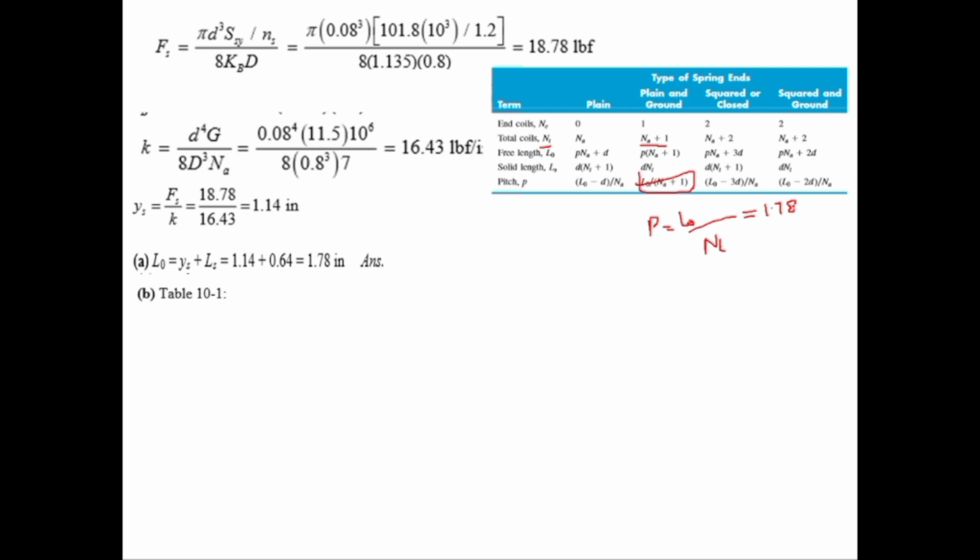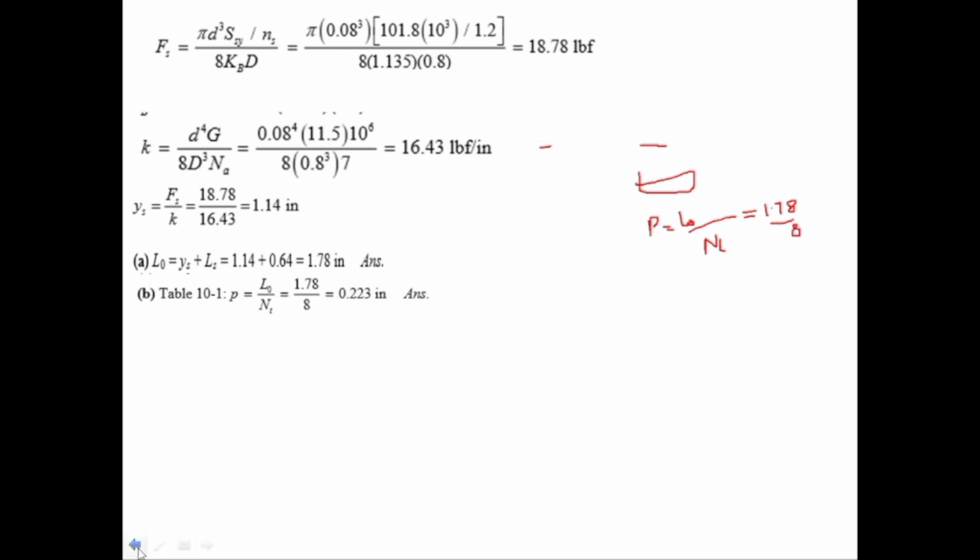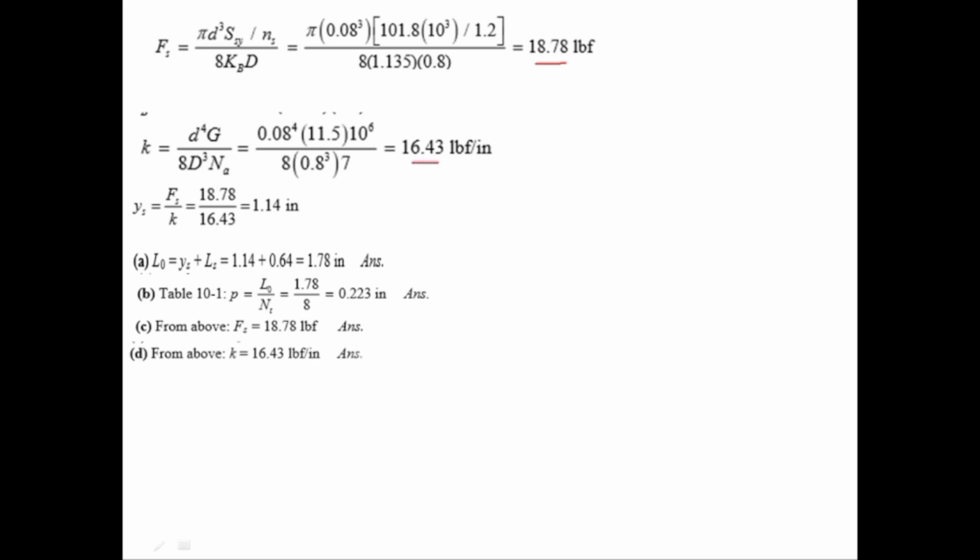L naught is 1.78 and Nt is 8, so 1.78 divided by 8 will give you p equal to 0.223. In part C, we were required to find the solid force Fs, and we have done that part already. Fs is equal to 18.78 lbf. In part D, we were required to find the spring rate k, and we have found that as well. So k is equal to 16.43 lbf per inch.